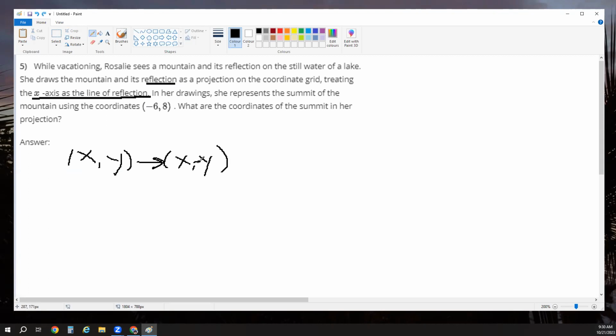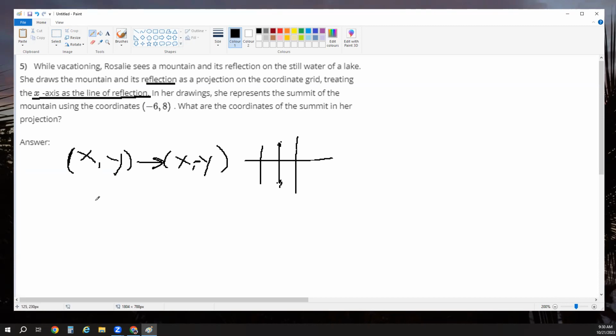X's stay the same, right? So if I have an x and a y, right, and it goes like this, it rides the x-axis. It doesn't change the x, but the y flips and flops, right? It's reflection across the x-axis, okay? So anyway, that's why the x stays the same, but the y flips and flops, okay? So anyway, I have 6 and -8.